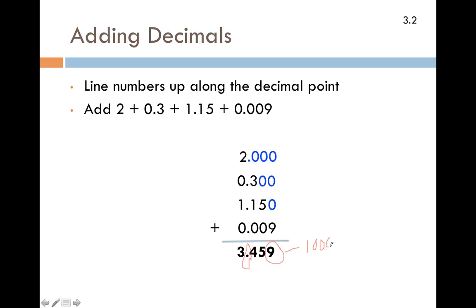Now I'm not going to write out the word. I'm just going to put TH here just to make it easier for me. Okay, but technically I'm supposed to write the word out. So that's 3 and 459,000.